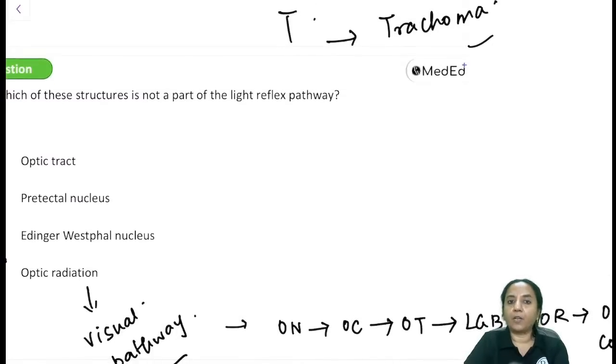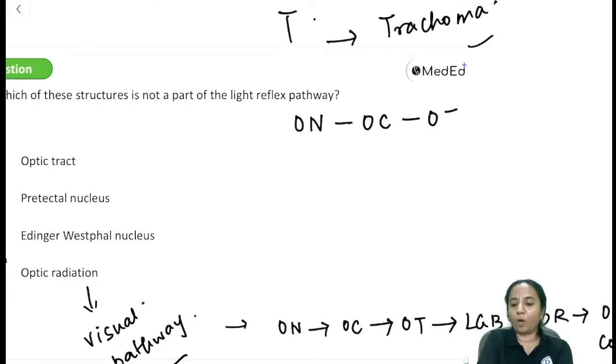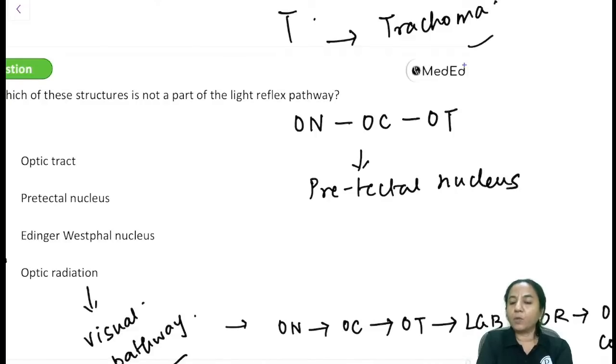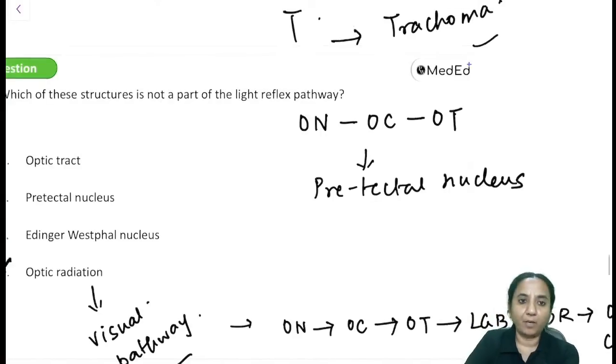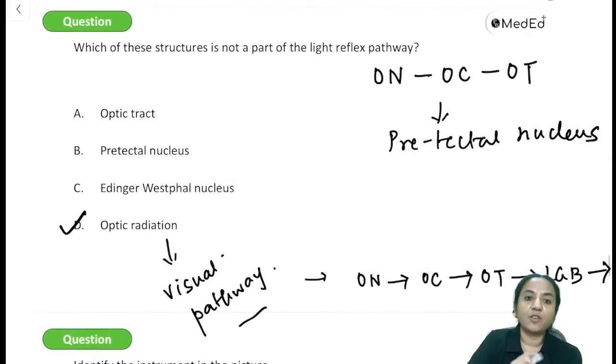However, this is not a part of the light reflex pathway. In the light reflex pathway, you have the optic nerve, the optic chiasma, then the optic tract. And after the optic tract, it comes to the pretectal nucleus in the dorsal midbrain, which is the center for the light reflex. So it doesn't go from the optic tract to the optic radiation. See, this optic radiation is a part of your visual pathway. It's not a part of the light reflex pathway.